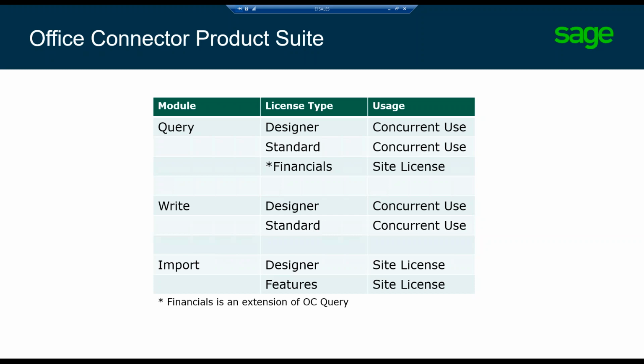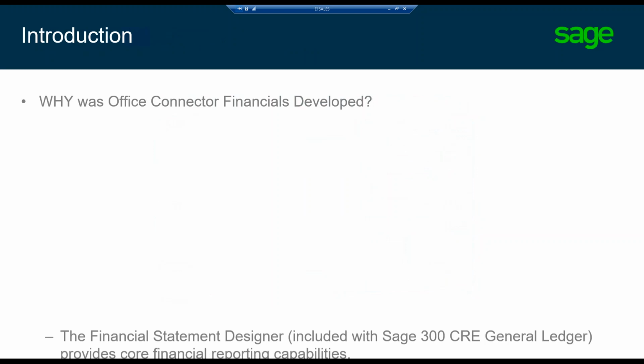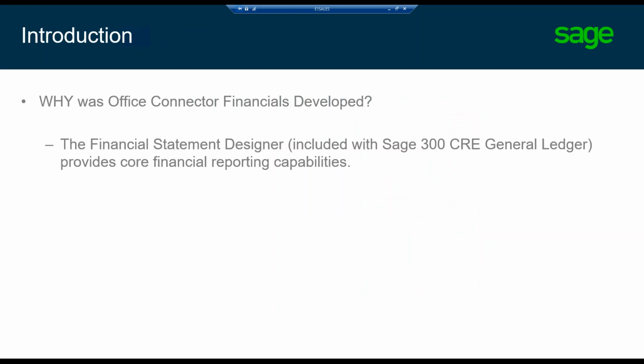But financials is a site license extension of query. So if you just have a standard license of query, then the financials I'll be demonstrating that are on the launch pad, you'd be able to run those. You'd be able to utilize those or have something created for you, even with just a standard license of query and financials. But if you want to design your own, then you would get the designer and have financials. So financials extends the query capability, and then here you see how write and import are licensed. I'm not going to go into that because this is a presentation specifically on financial reporting.